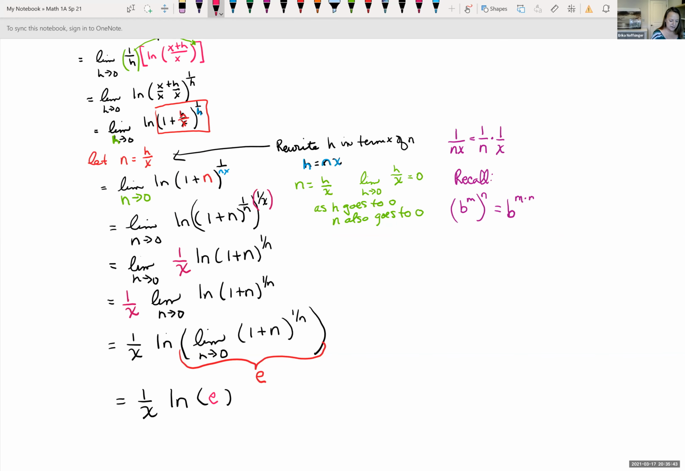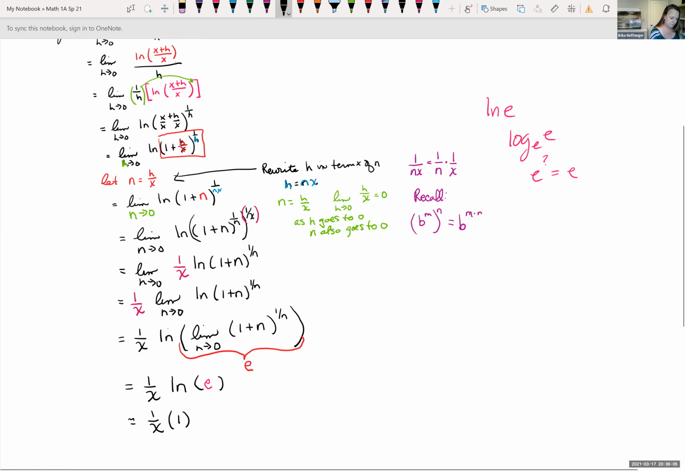That's probably one other thing I should have reviewed. So this is basically saying natural log of e, log base e of e. What do we raise e to get back e? Well, we raise e to the first power to get back e. So the natural log of e is just 1. So this is 1 over x times 1, which is 1 over x.